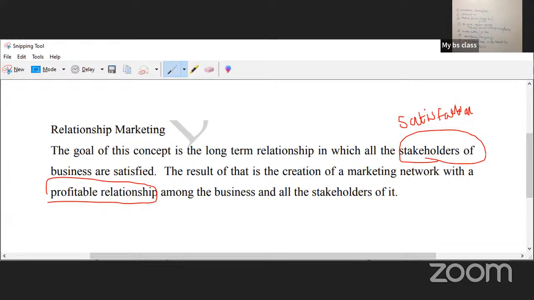38B. The distribution system that takes place without an intermediary, we call it direct marketing or direct distribution. Both are the same. Direct marketing or direct distribution.